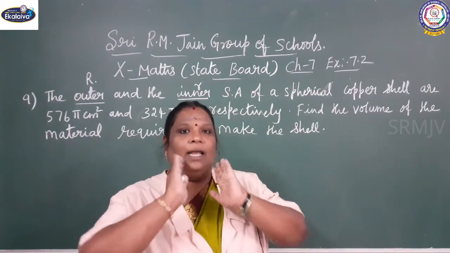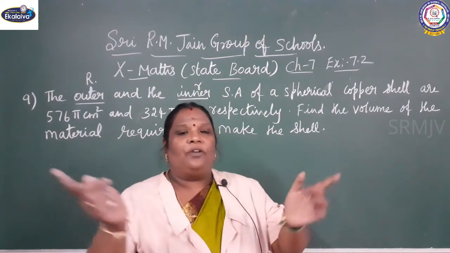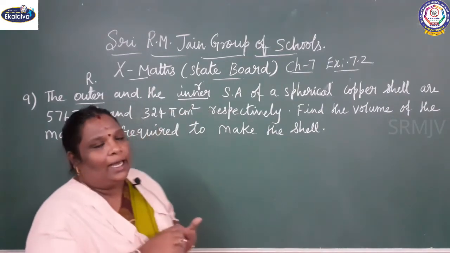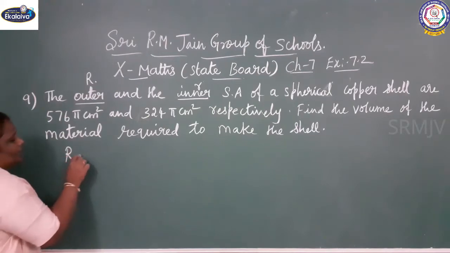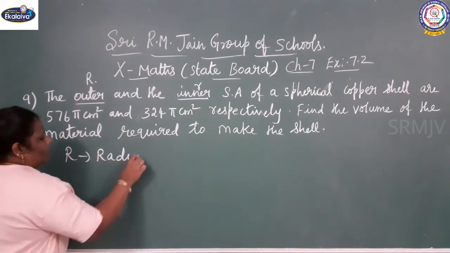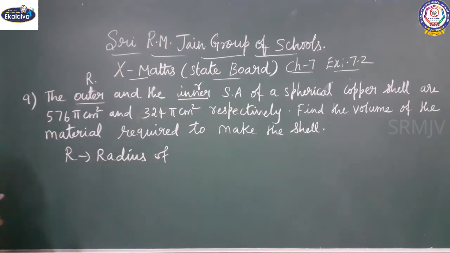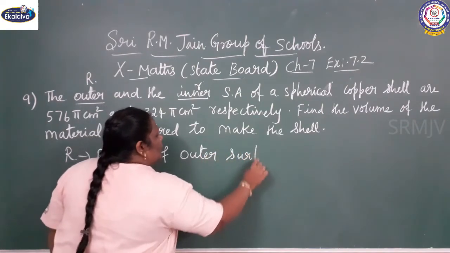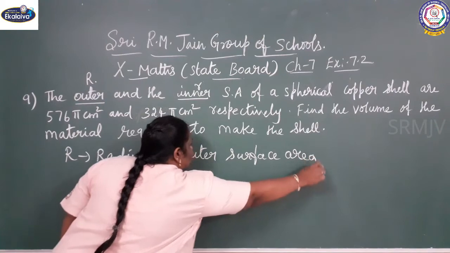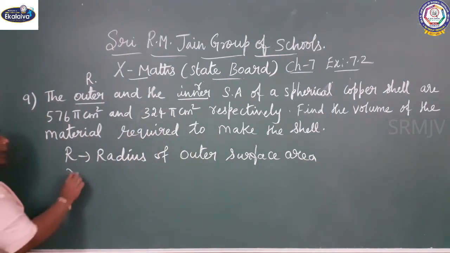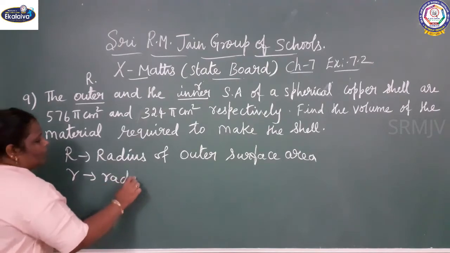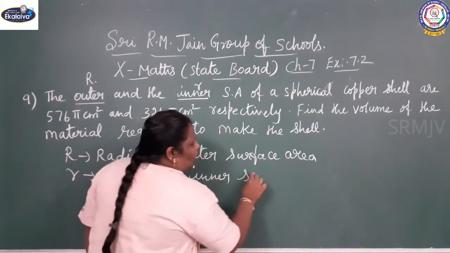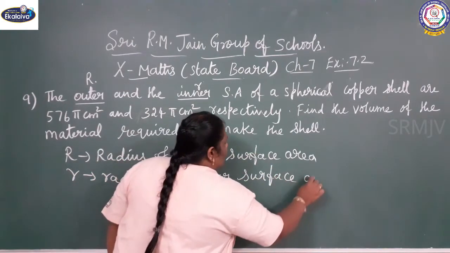Outer surface area and inner surface area. For the outer surface area, capital R is the radius, and for the inner surface area, small r is the radius. So capital R is the radius of the outer surface area, and small r is the radius of the inner surface area.